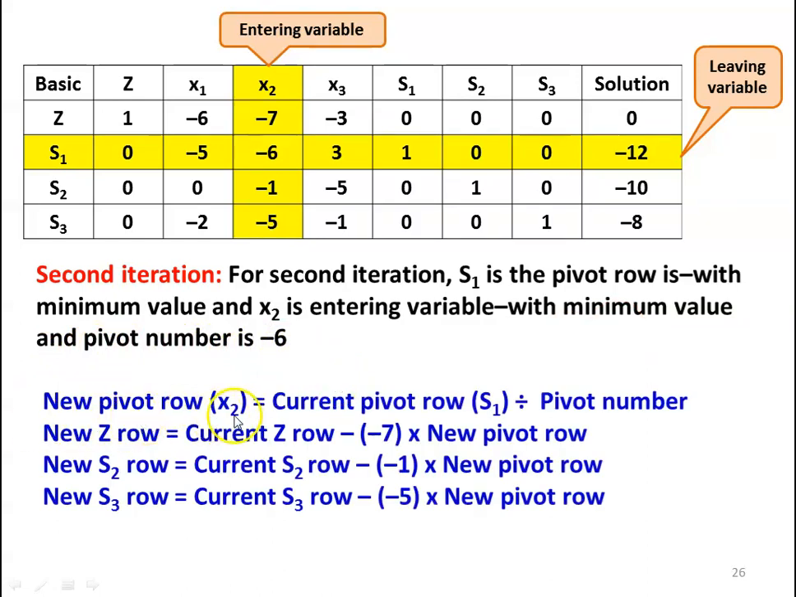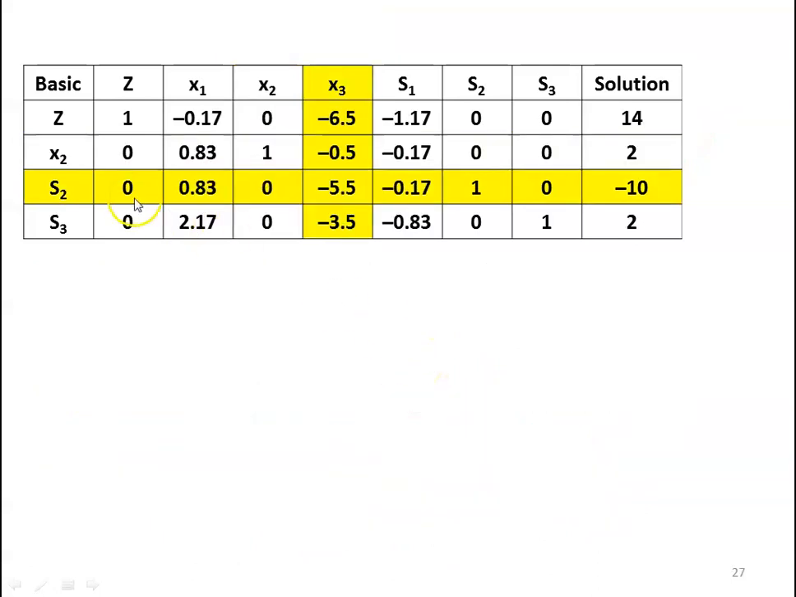Now, the new pivot row, X2 row, equals the current pivot row, S1 row, divided by the pivot number, which is minus 6. Then, new Z row equals current Z row minus of minus 7, the entering column coefficient, into new pivot row. New S2 row equals current S2 row minus of minus 1, the entering column coefficient, into new pivot row. New S3 row equals current S3 row minus of minus 5 into new pivot row. So, using the equations, calculating the values of the variables, it becomes like this.